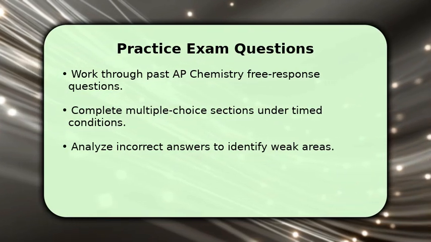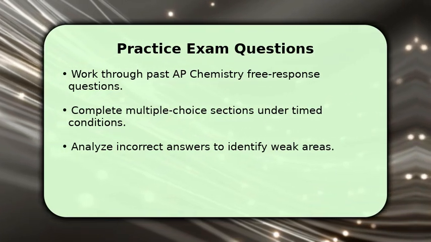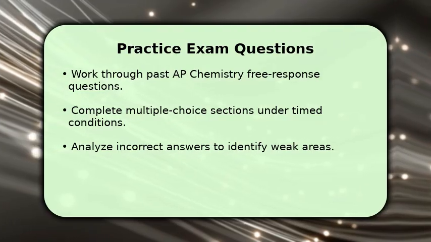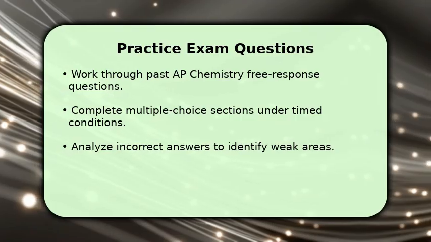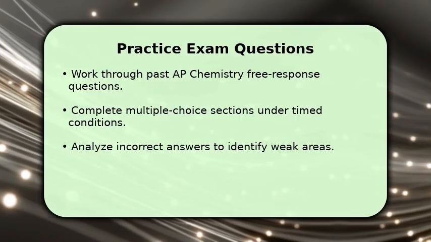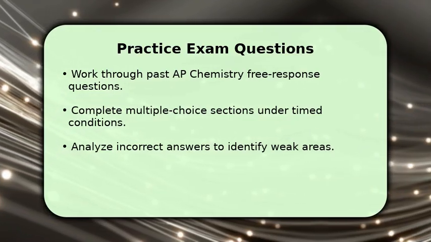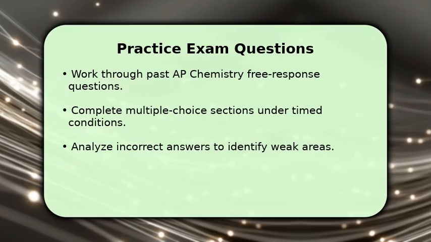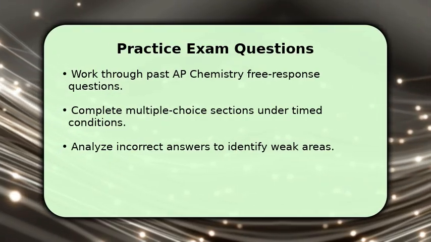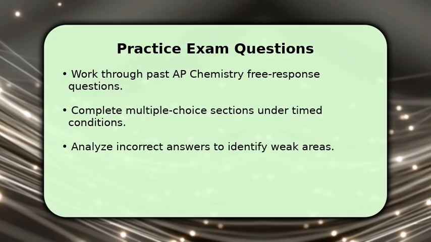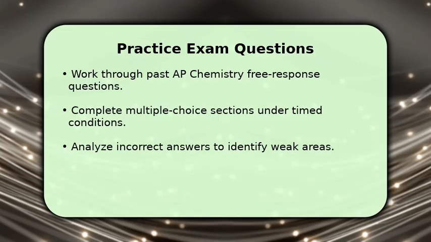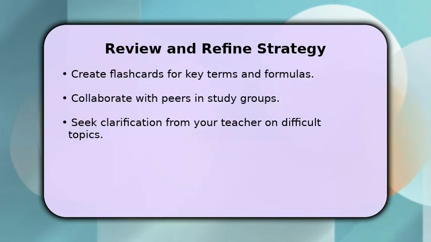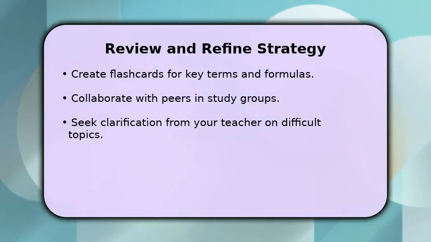Work through past AP Chemistry free response questions, paying attention to the scoring guidelines. Complete multiple-choice sections under timed conditions, aiming for about 1 minute and 30 seconds per question. Analyze your incorrect answers to understand why they were wrong, and simulate full-length exams to build your endurance and time management skills. As the exam approaches, refine your study strategy.